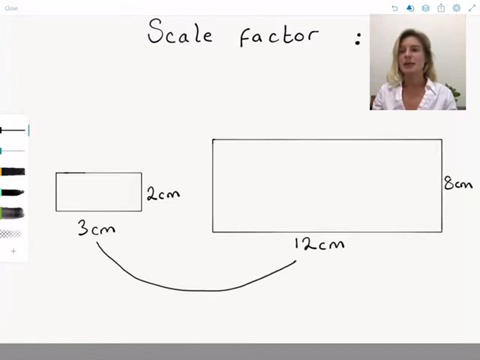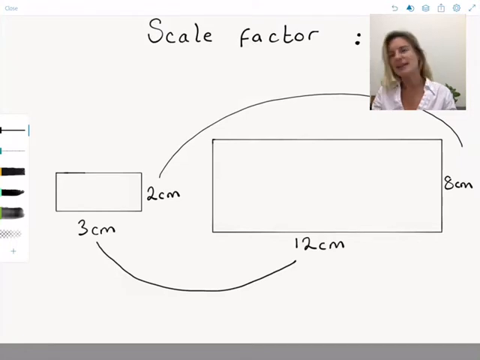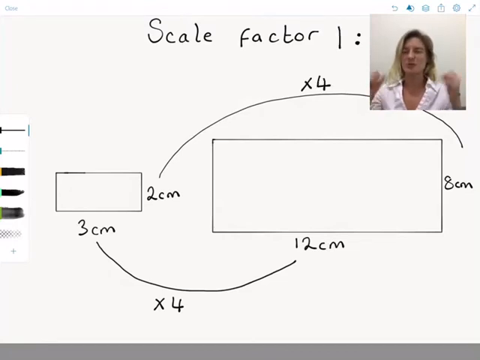How can we get a 3 to a 12? How can we get a 2 to an 8? We have to multiply by something. Do you know what? 3 times what equals 12? 4. Well done. 3 times 4 equals 12. Let's check it with our other side. 2 times 4 equals 8. Yes, we got it right. So we know our scale factor is 1 to 4.